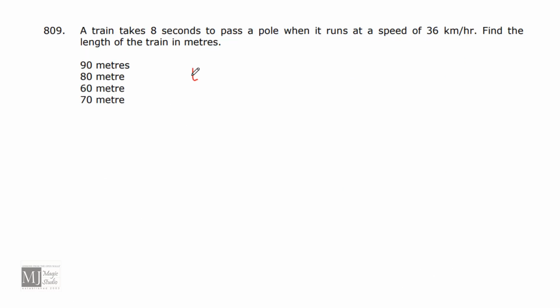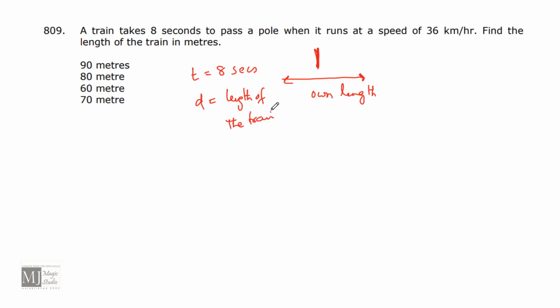A train takes 8 seconds to pass a pole. That means to pass a pole, the train is just clearing its own length, isn't it? When it passes a pole, that means the distance traveled would be the length of the train. At a speed of 36 kph, let us convert this into meters per second, because seconds is given as far as time is concerned. 36 into 5 by 18 will be 10 meters per second.